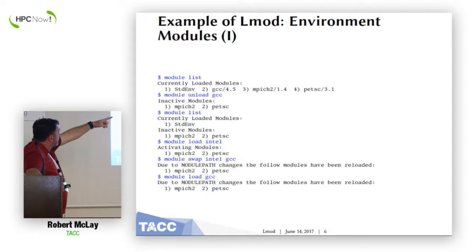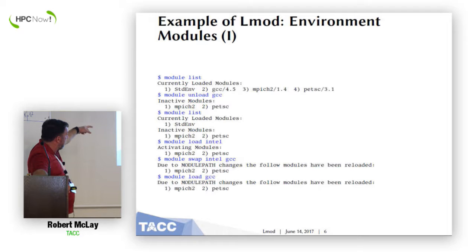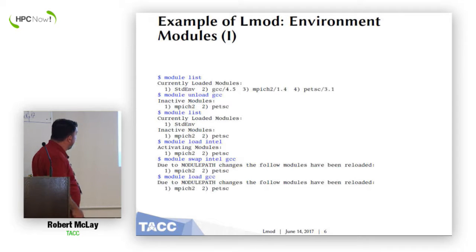Here, you can load some modules, you can unload, and the cool part that Lmod does, if you use the hierarchy, is that it'll unload modules that are no longer seen. Like if you unload GCC, you can't load the MPI stack or PETSc, and it tells you you've got inactive modules. You load a compiler, it'll reactivate those two modules using the new versions. You can swap, you can actually load them back. So this is what we do at TACC, and it's very convenient.